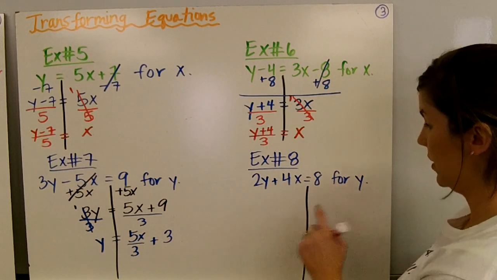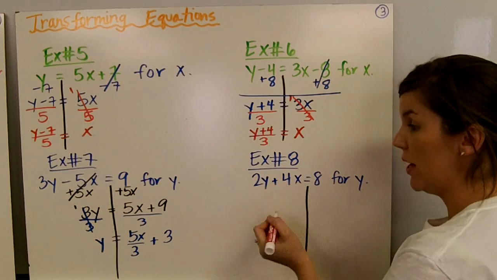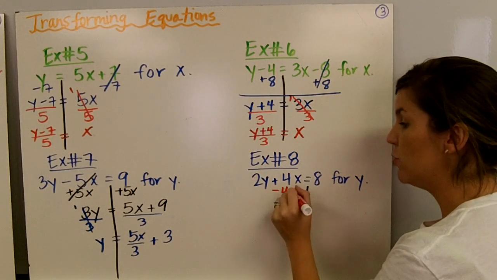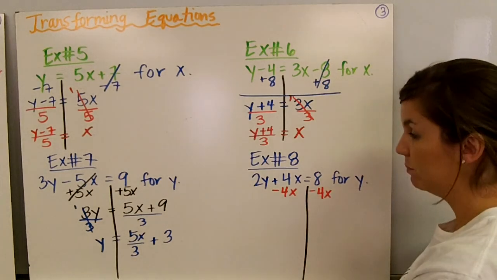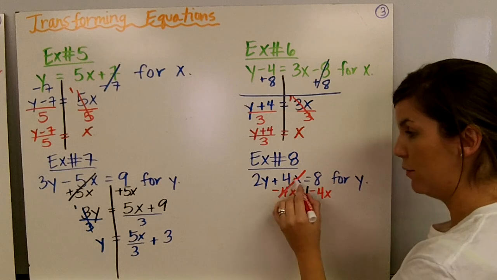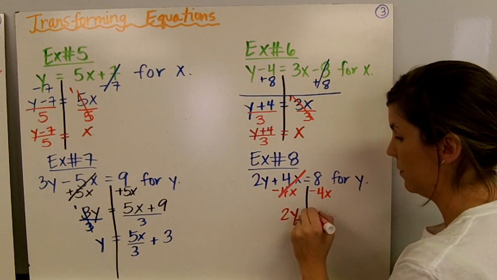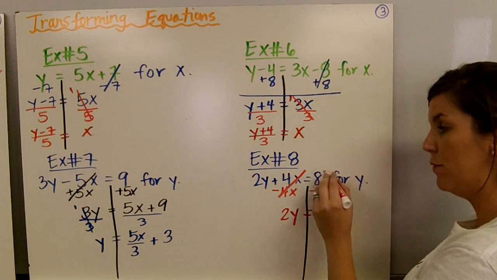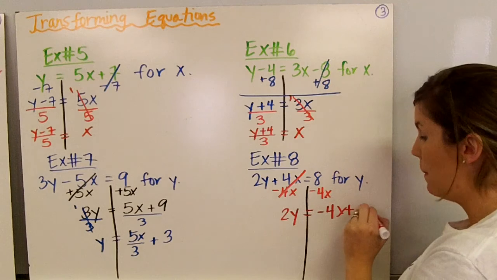Example number 8. Again, I'm solving for y. Cover up y plus 4x. The opposite is subtract 4x from both sides of the equal sign. Those will cancel out. 4x minus 4x is 0. Plus 2y is just 2y. Negative 4x, and that's a positive 8. So I can write minus 4x plus 8.